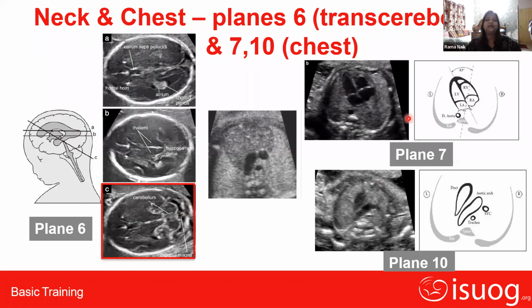And this is the scan picture of the chest. This is plane 7 and this is plane 10. In plane 7, we can see the 4-chamber view of the heart and also the lungs here. And this is for the 3-vessel trachea view, but we are interested in the lungs, which are at the side, and another organ here in the anterior mediastinum, that is the thymus.